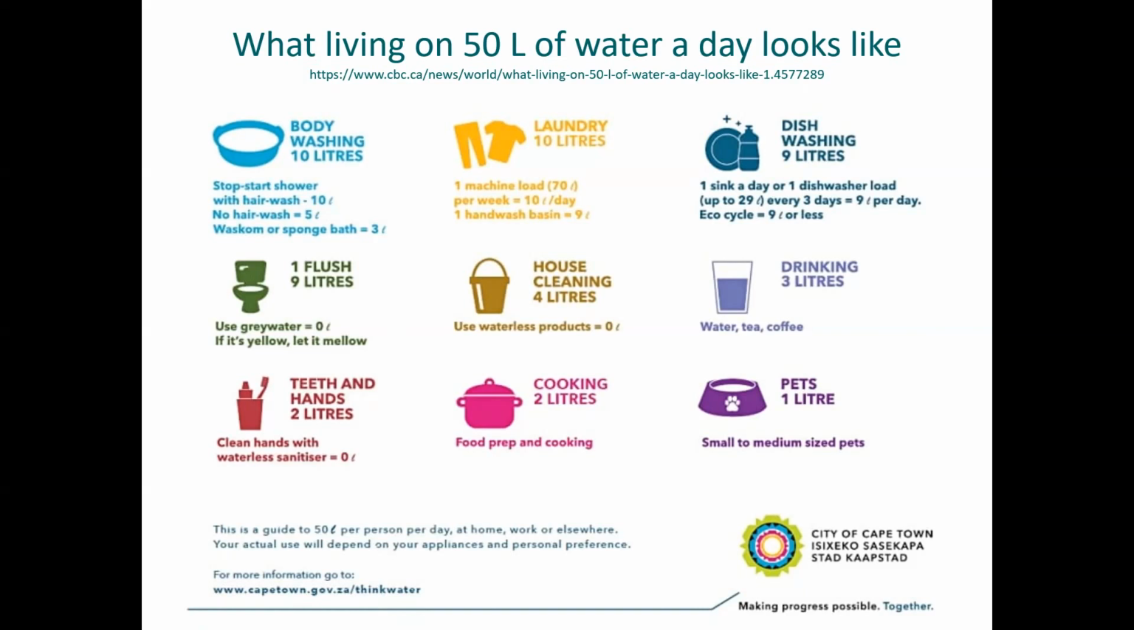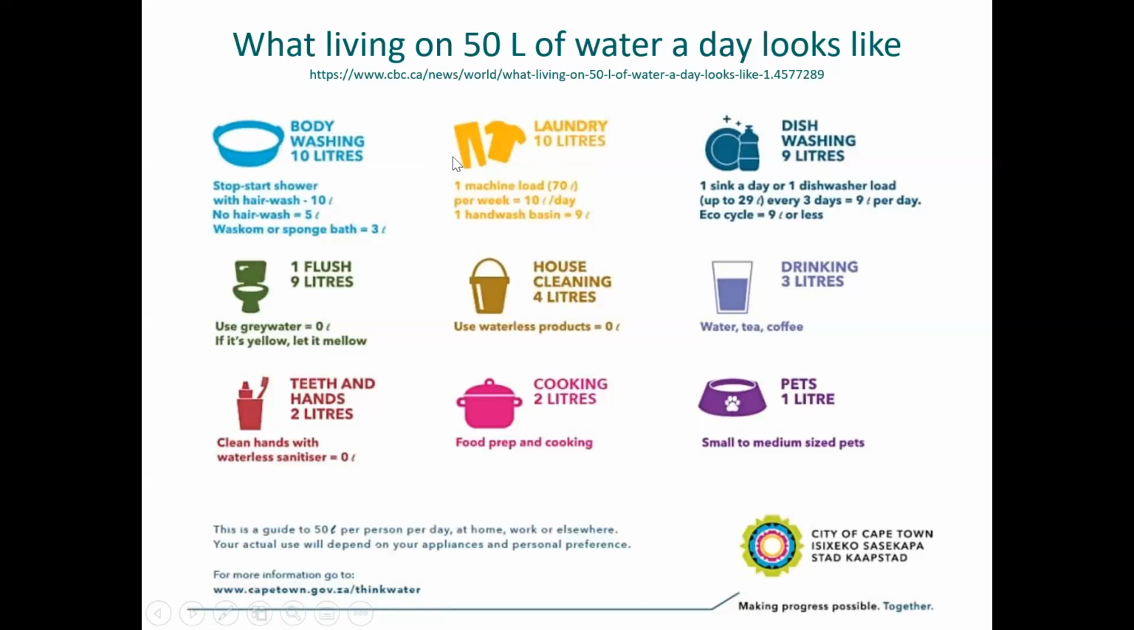So you get one flush per day. You get 2 liters for washing your hands, 2 liters for cooking, 4 liters for cleaning, 1 liter for your pet. You get to drink 3 liters. It's a lot of drinking. Dish, laundry, and body washing get 10 liters.